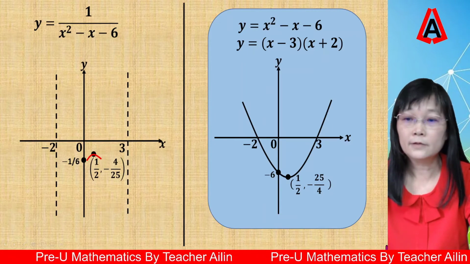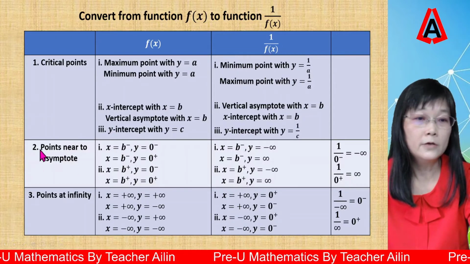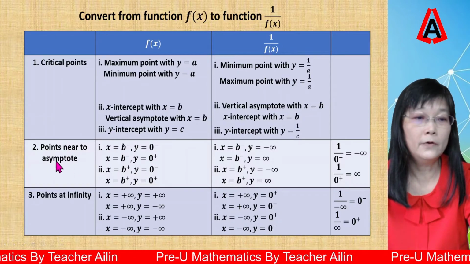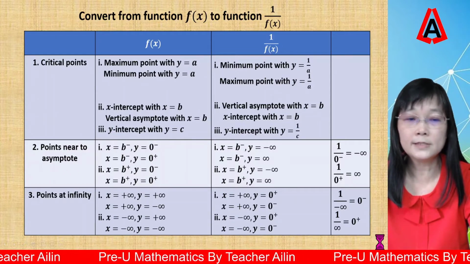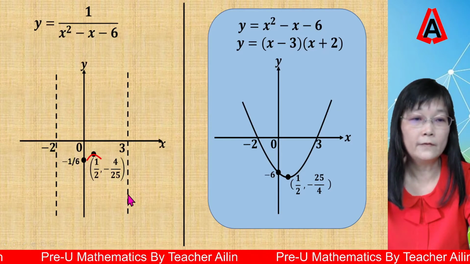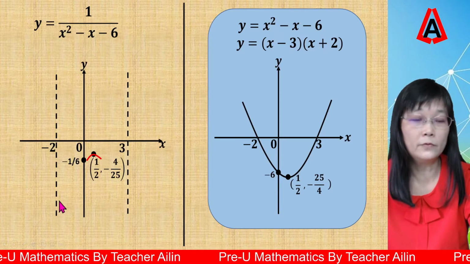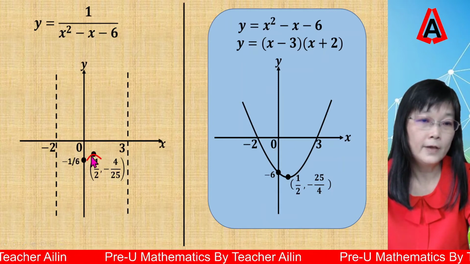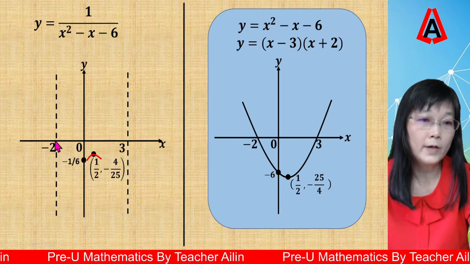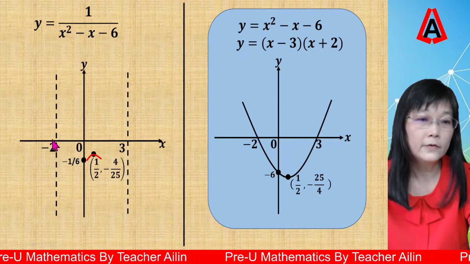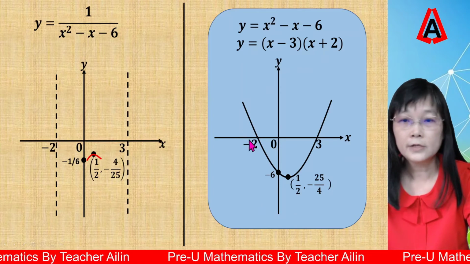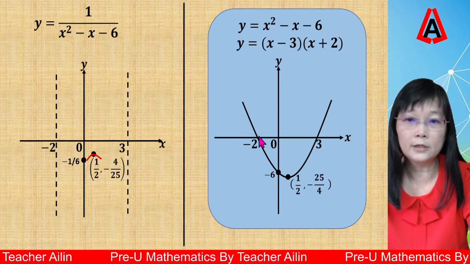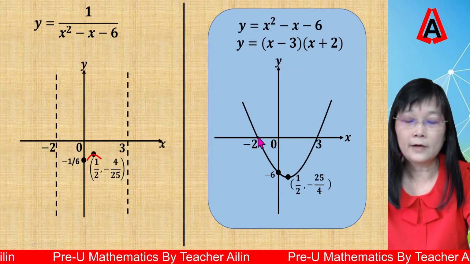Now, after the critical points, we are going to consider the points which are near the asymptotes. Since we have two asymptotes, we are going to consider them one by one. So for this part, I'm going to consider what is the value of y when x is slightly greater than -2. So now we go back to the graph of f of x.